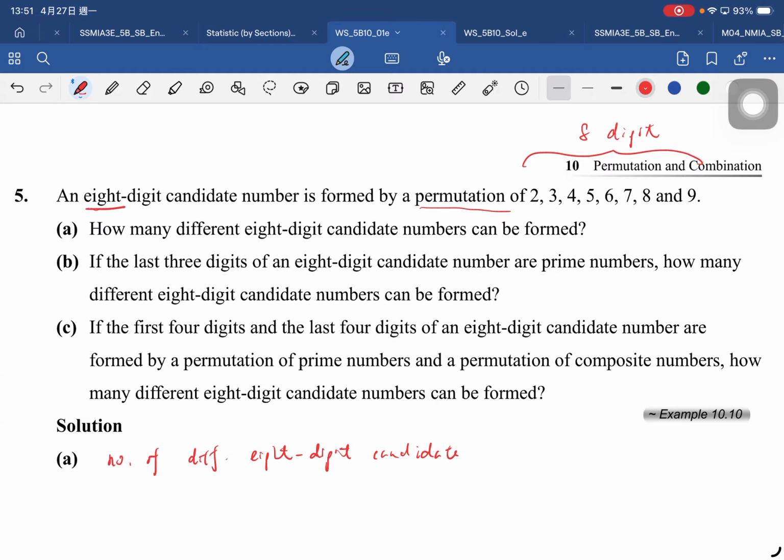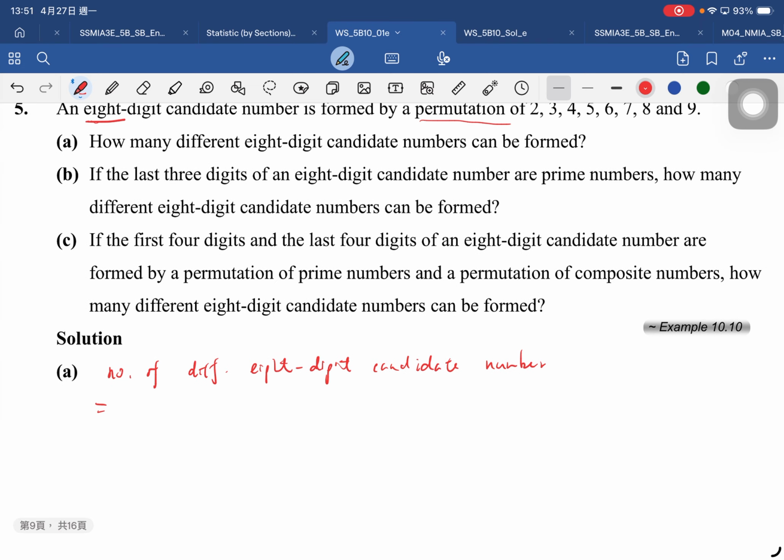Before you do it, you should show me what you are finding. And this one is very simple. Because only 8 digits form the 8-digit candidate number, that means you select all, just 8 factorial. Then you find out the correct exact value. Or 8P8, the same. Okay, and then the second one.